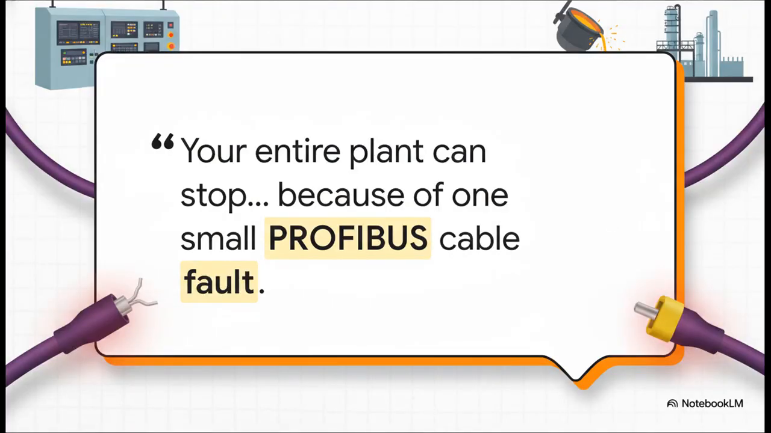Just picture it, a massive steel mill, a complex chemical plant. The whole operation can grind to a complete halt. And why? Because of one loose connector or a tiny resistor that's out of place. The stakes are massive, but the good news is the fixes are often way simpler than you'd think, as long as you know where to look.